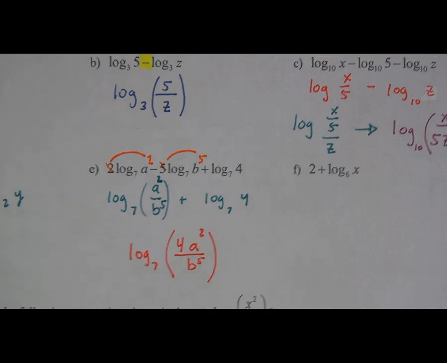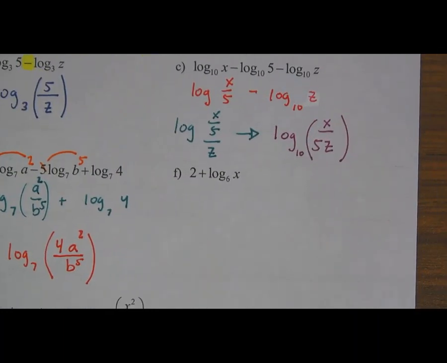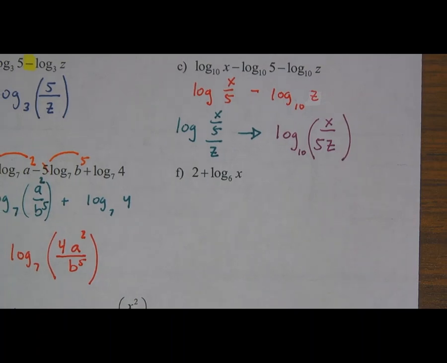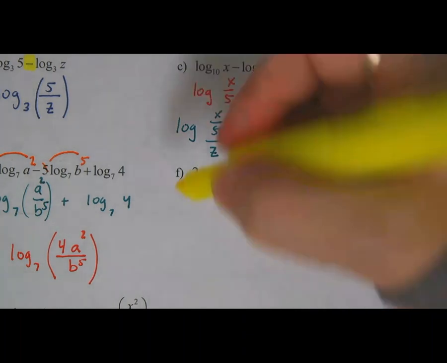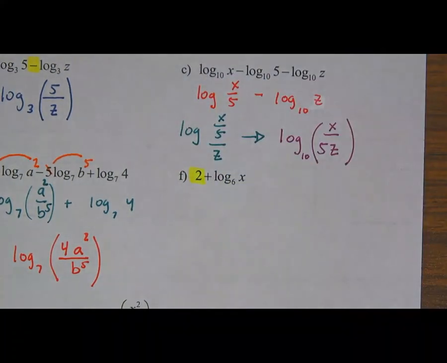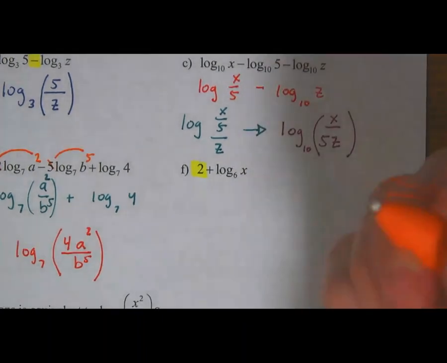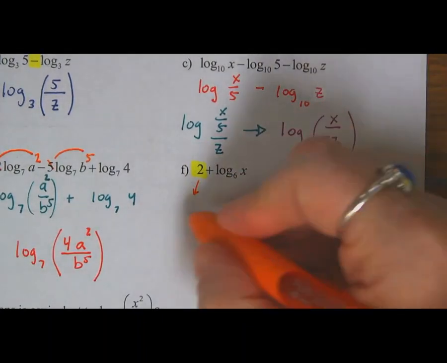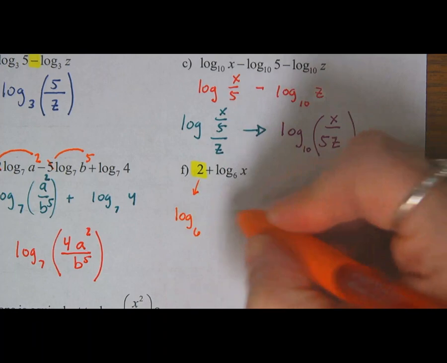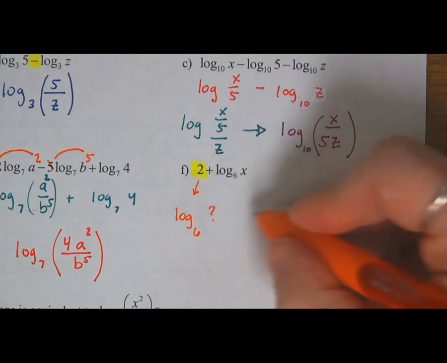Now, F is so weird. If the goal is to shrink this down into a single logarithm, how in the world would we do that? Our task is to take the number 2 and change it over into log base 6. So try to follow me here, okay? I'm going to take that 2. I'm going to change that over into a log base 6 of something.